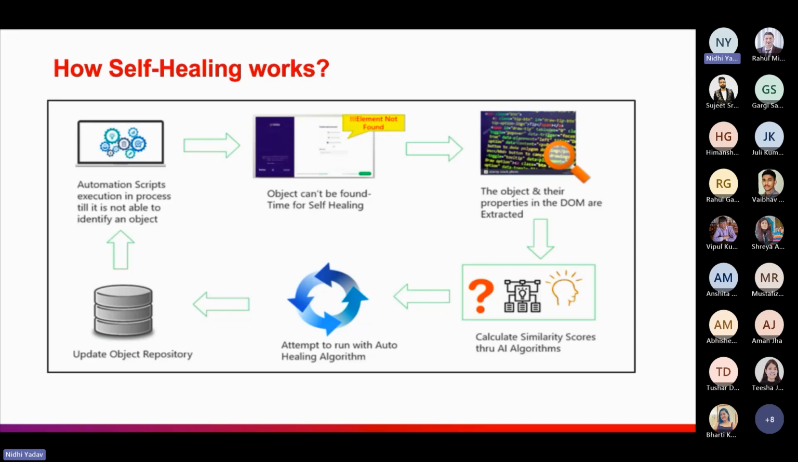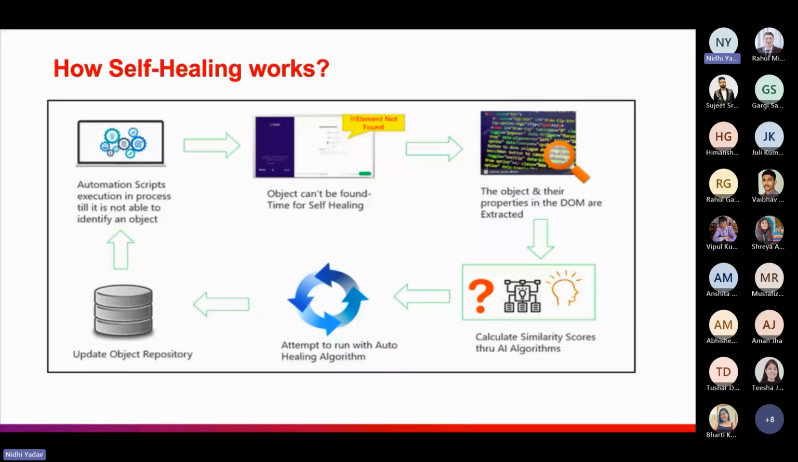In the third step, with the help of certain AI algorithms, the objects and their properties of the current DOM are extracted and stored in the backend, as a base to compare with the changing objects and their properties. In the fourth step, with the help of certain AI algorithms, it could be any AI or ML algorithms we can use to implement self-healing.